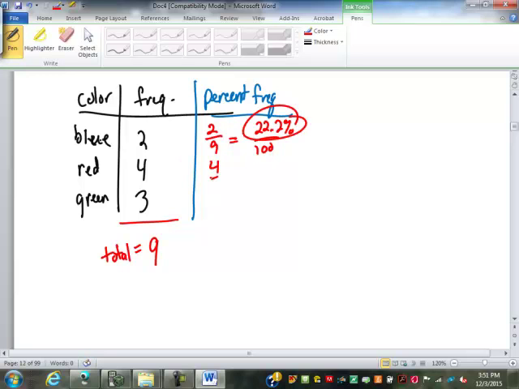Red is 4 out of 9. Out of 100, that is 44.4%. Green is 3 out of 9. That is, out of 100, 33.3%.